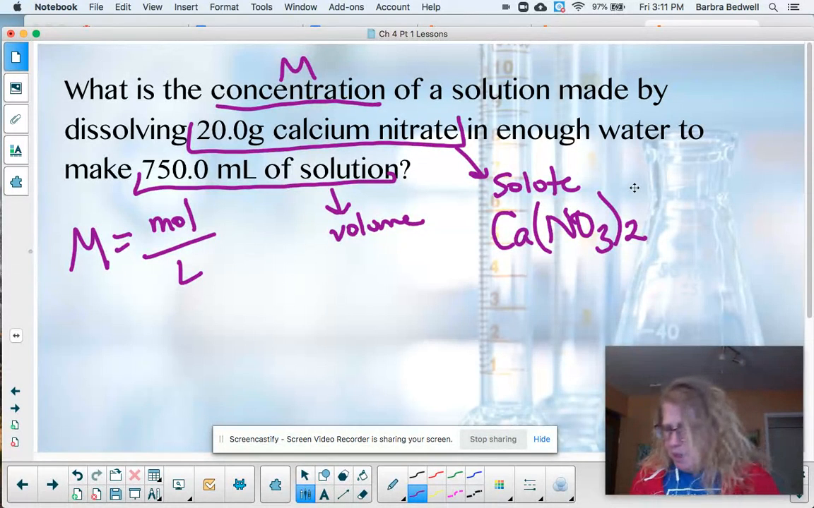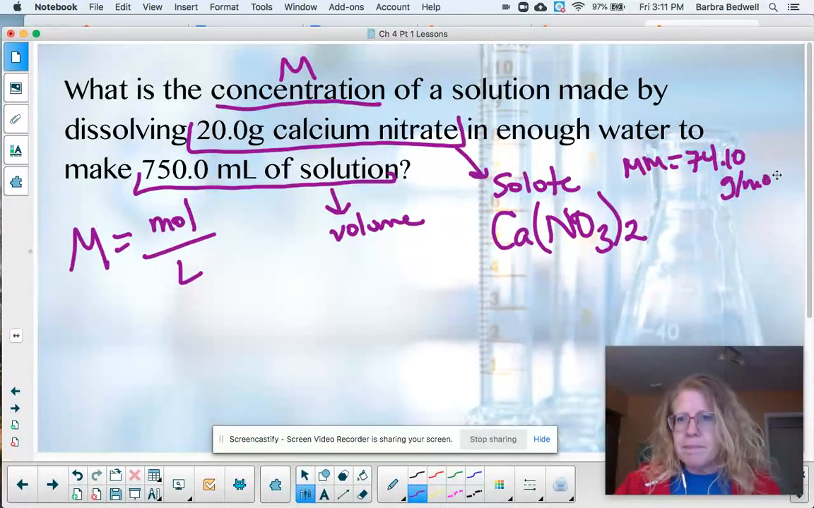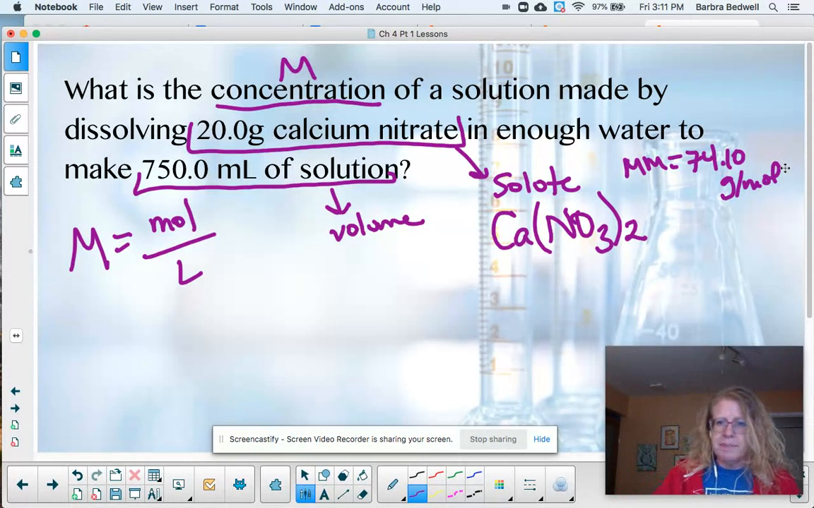I should have had this prepared in advance. Calcium is 40.08 plus 2 nitrogens, 14.01 times 2, plus we have a total of 6 oxygens, so 16 times 6. So our molar mass of calcium nitrate here is 74.10 grams per mole. That's our molar mass of calcium nitrate.